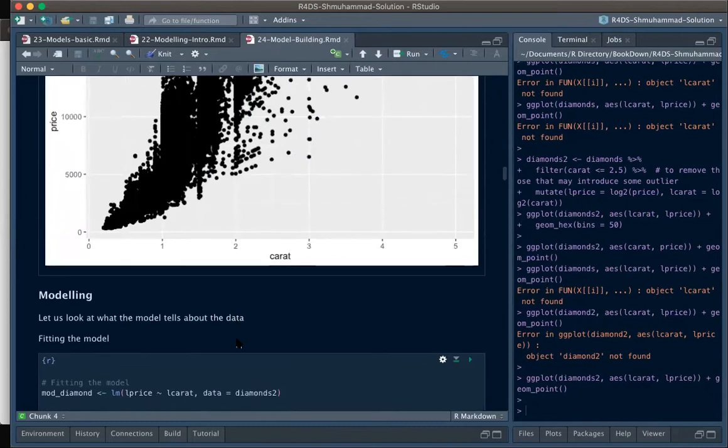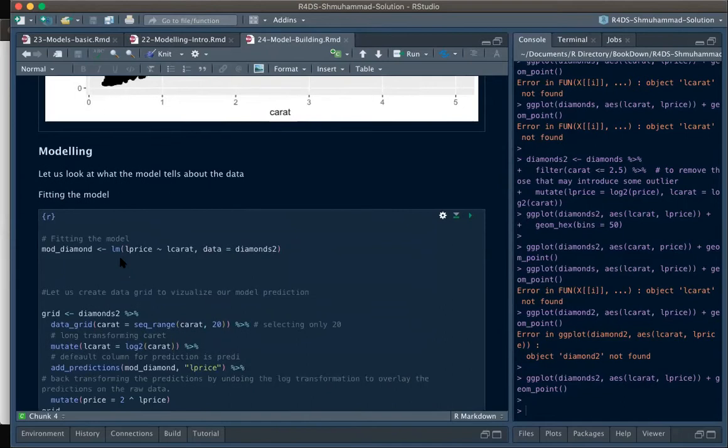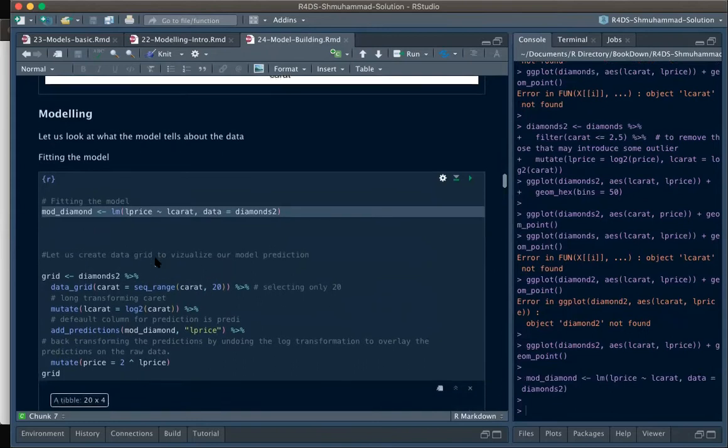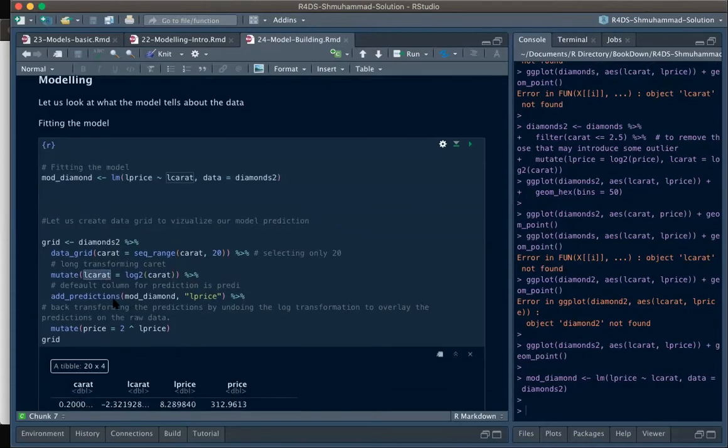Now, we have done the visualization part. Now let's look at the modeling part. So the first thing in the modeling, you fit the model. So this is the model, we fit the model, and after fitting the model, we do the prediction. Right, so this is it. We use the data grid, we put these six, arrange carat, and we also mutate, create a variable called log carat, and we also add the prediction.